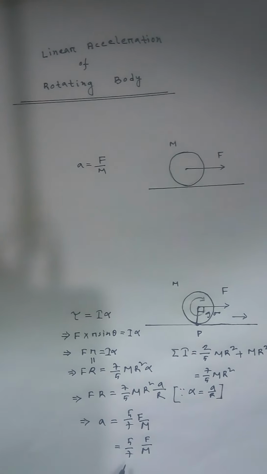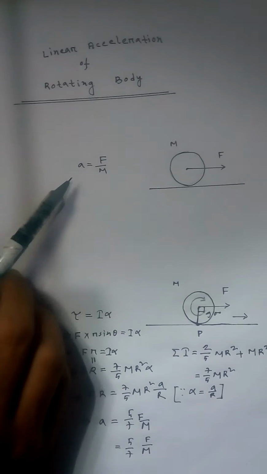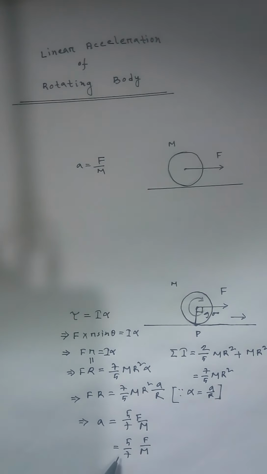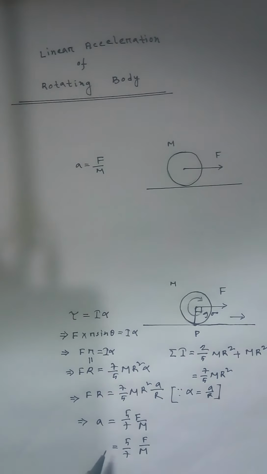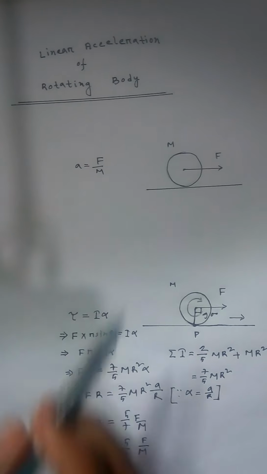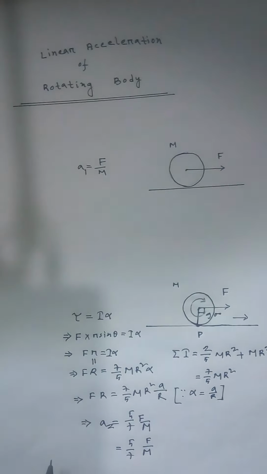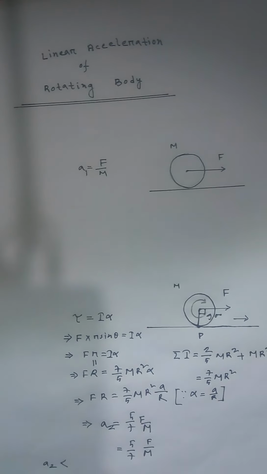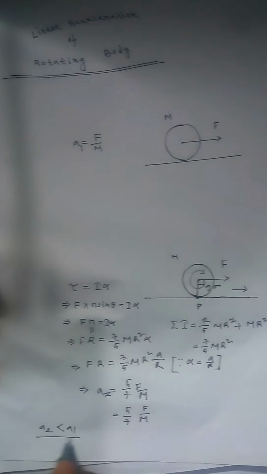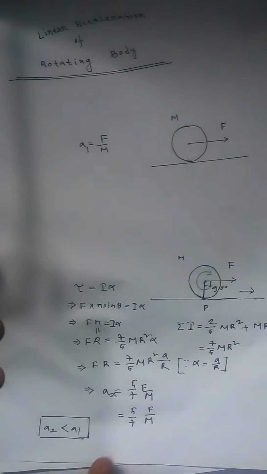If we compare the acceleration of the rotating body to the acceleration of the earlier body, we can see that the acceleration is less. If we consider it a2, and the other a1, then we can write a2 is less than a1.